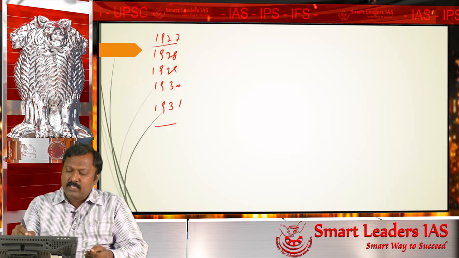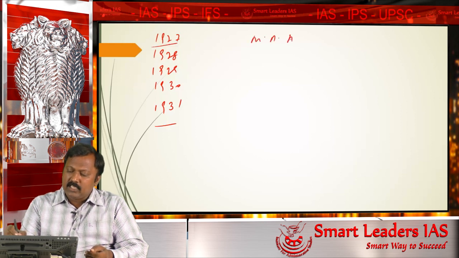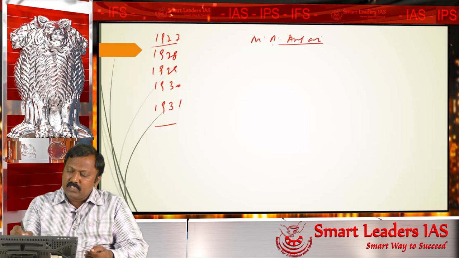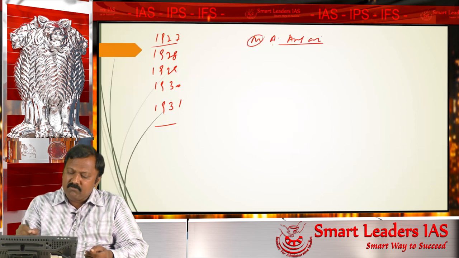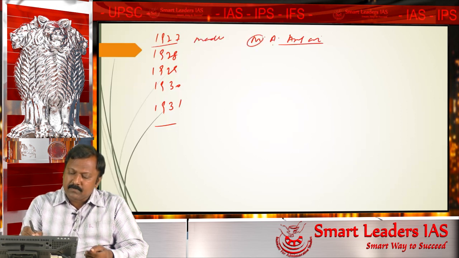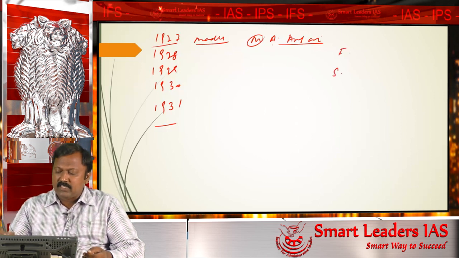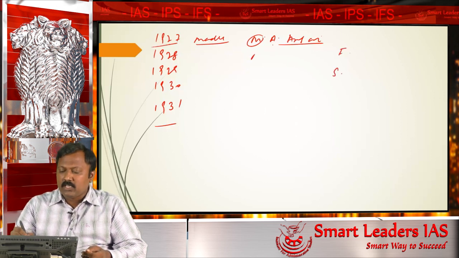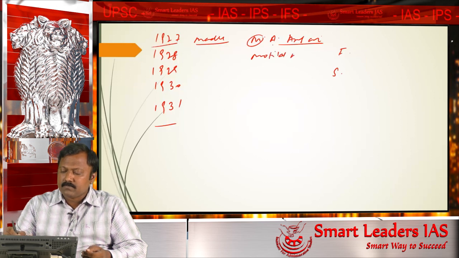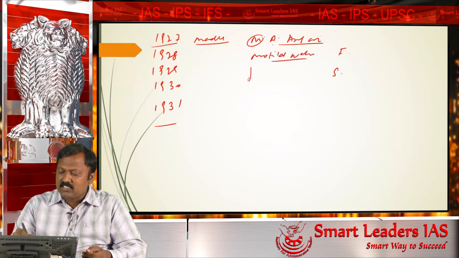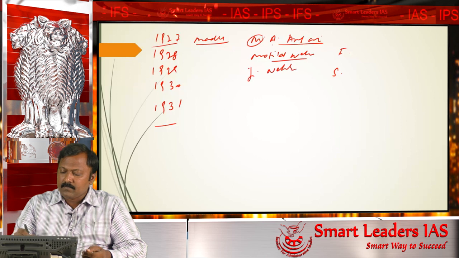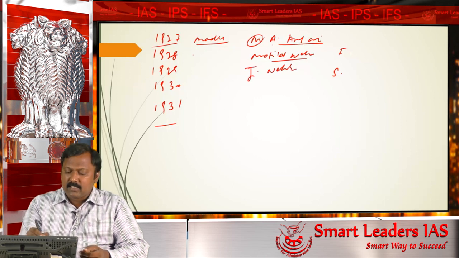In 1927, the president happens to be M.A. Ansari. Remember this, M.A. Ansari. M you remember for Madras. 1928-29, I always used to say father, son. Father is Motilal Nehru, 1928. Son is Jawaharlal Nehru. And 1928 is the Calcutta session.